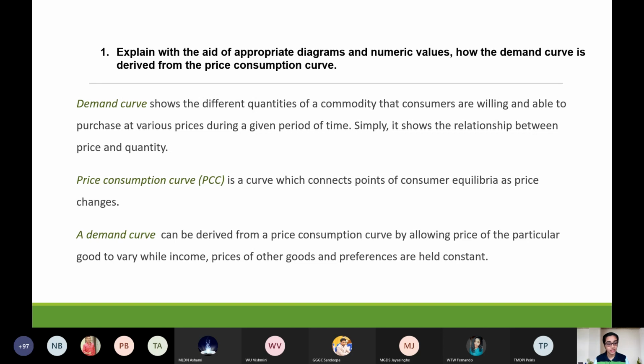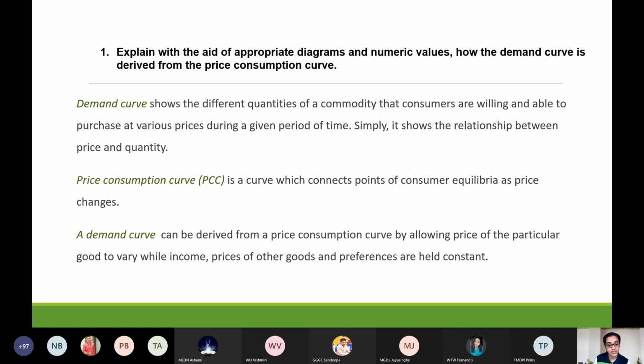Now, what does the demand curve show when we draw it? It shows a price and a quantity, right? So the quantities of a commodity that consumers are willing and also able to buy at various prices, in a given period of time. Simply, it shows the relationship between the price and the quantity demanded.